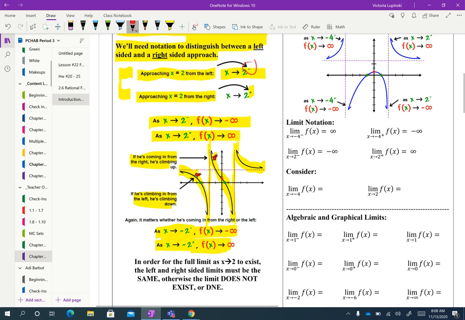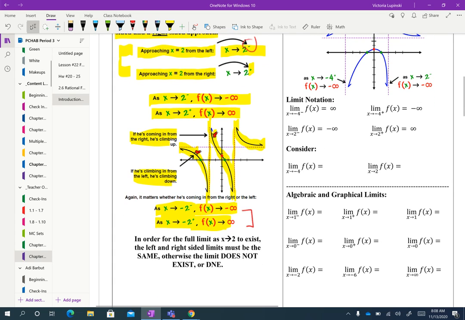Now, taking a look at the previous two examples, you're having a left-handed approach and a right-handed approach. It is also possible that you will just be asked to tell me what happens as x goes to -2 without the superscript left-hand or right-hand approach. In terms of a limit, in order for the full limit to exist, meaning the limit at -2, the left and the right side have to be the same. Otherwise, the limit does not exist. And just so you know, we're going to abbreviate does not exist with DNE.